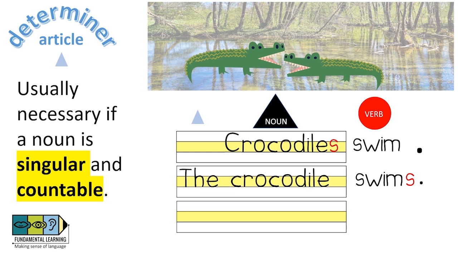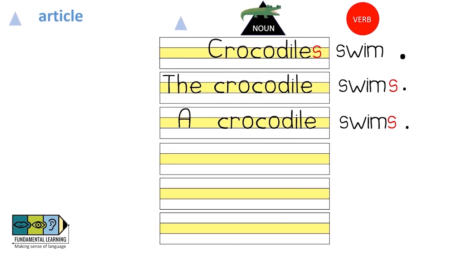Countable just means I can count them. One crocodile, two crocodiles, three crocodiles. Now, if I say the, I'm being specific. What if I just said a crocodile swims? A crocodile could be any crocodile. It's not being specific. Now, crocodiles swim.